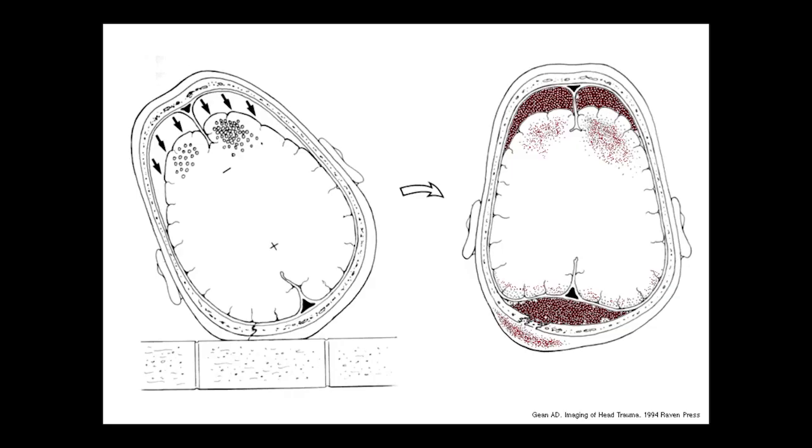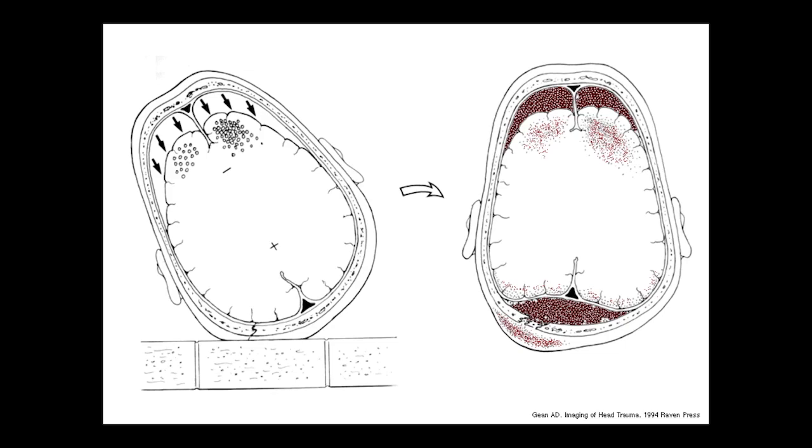Here is a cartoon showing both the mechanism of subdural hematomas and of epidural hematomas. Superiorly, the brain is stretched away from the dura, and bridging veins break and form hematomas between the arachnoid and the inner layer of the dura. You can also get contusions from compression and expansion of the brain.